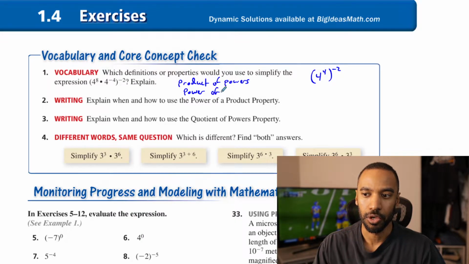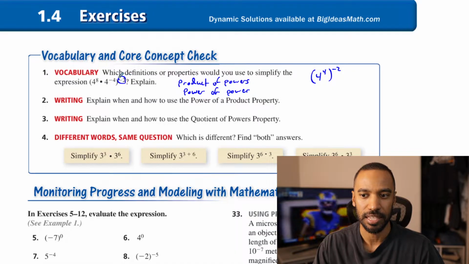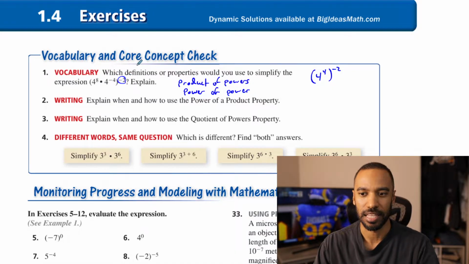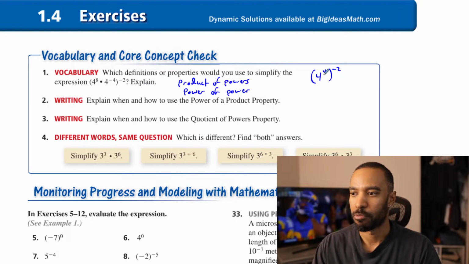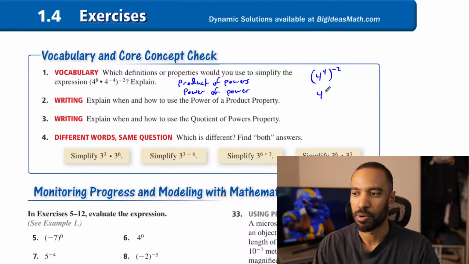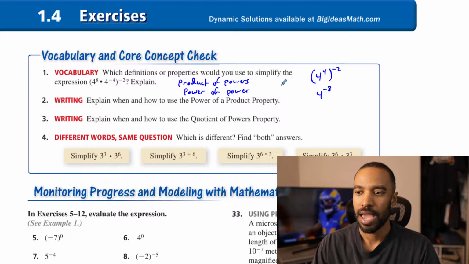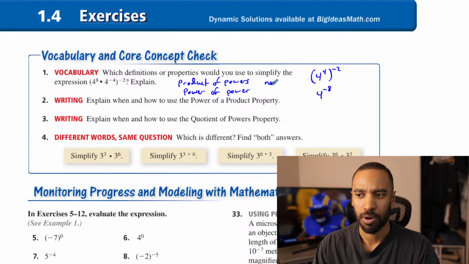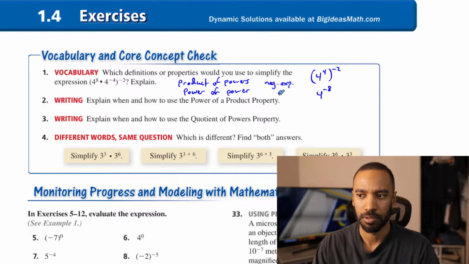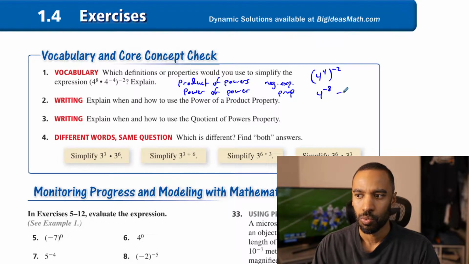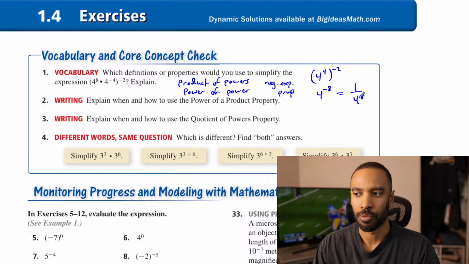And by the way, there are other ways we could have done this problem. We could have done power of a product where you take the negative 2 and apply them to both. I think that's going to be a little messy, though. So power of a power, where then you multiply these two exponents, 4 to the negative 8th, and then the negative exponent property, which becomes 1 over 4 to the 8th, and I don't know what that simplifies to.